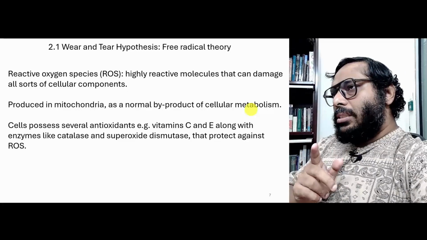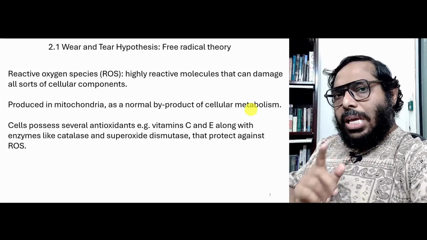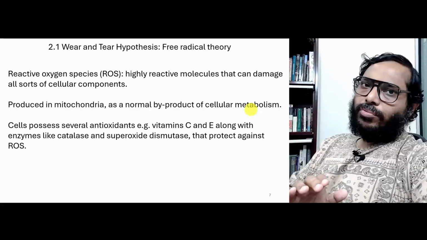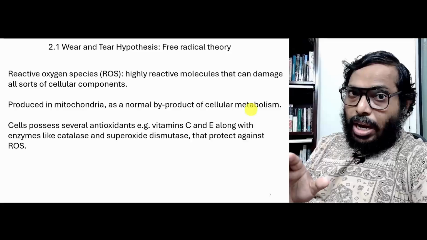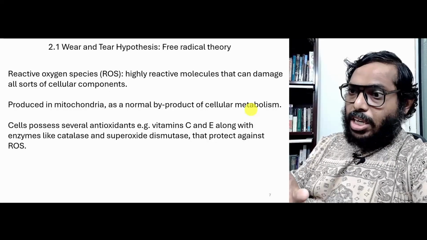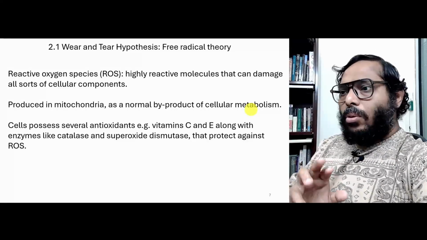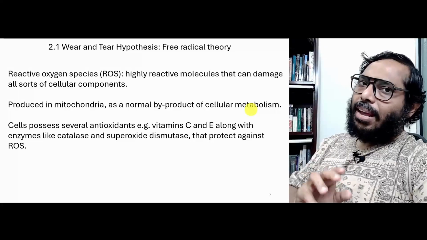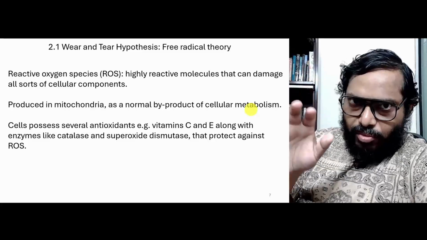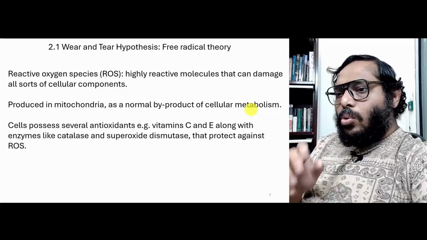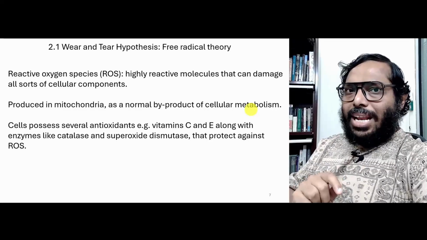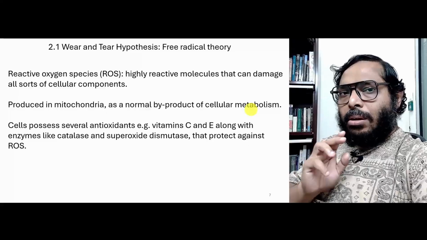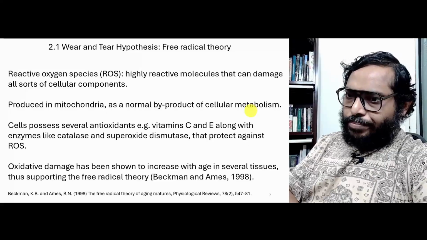Now, the thing is that all cells have multiple ways of taking care of these molecules, because if they cannot take care of these molecules, they are essentially going to die. So, for example, all cells have antioxidants like vitamin C and vitamin E, molecules which directly quench these ROSes. You also have enzymes like catalases and superoxide dismutases which protect against these ROS.